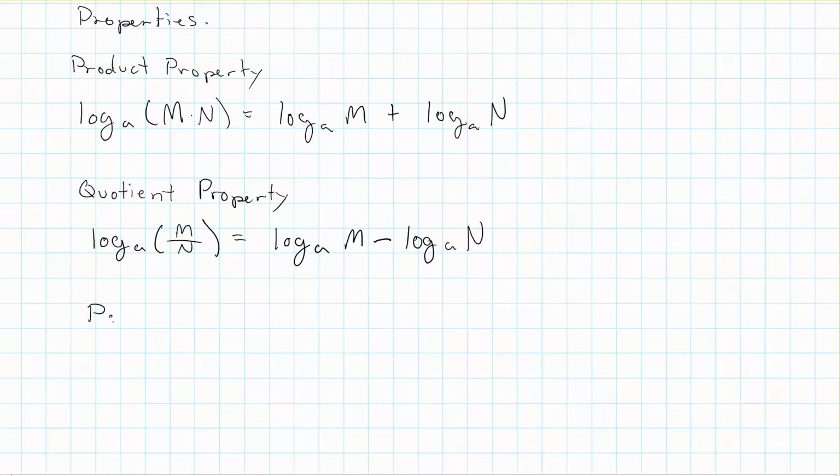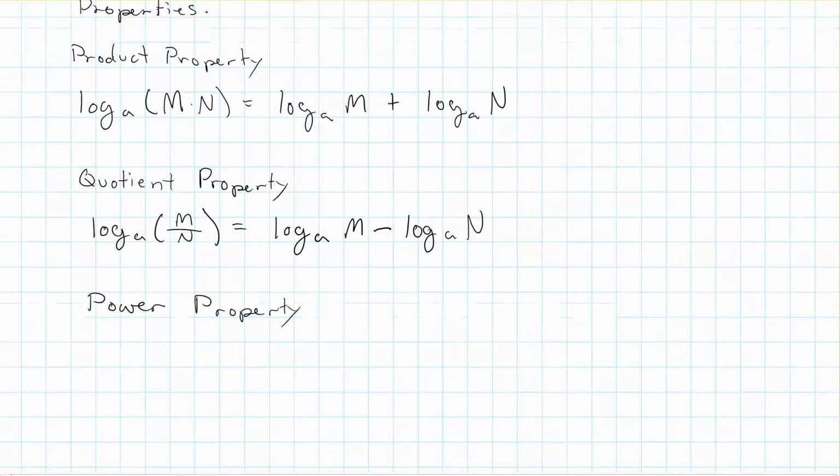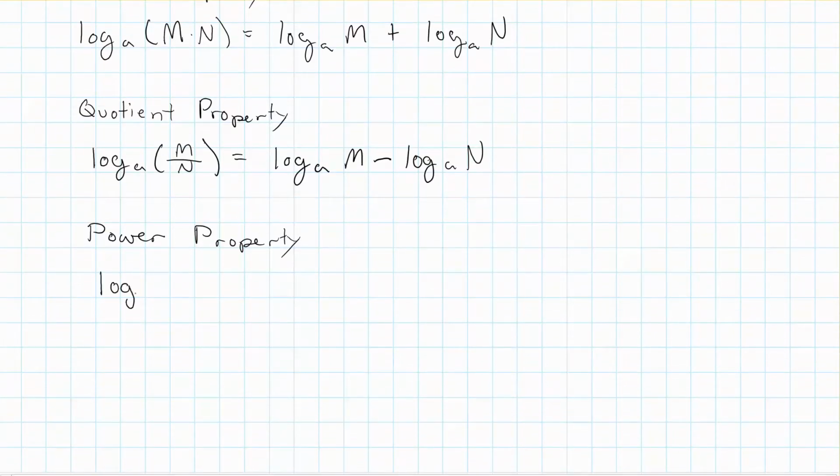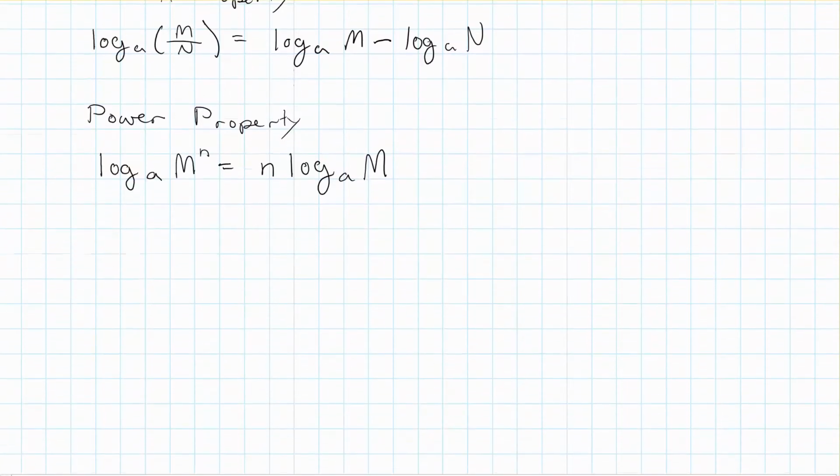And then we have one other very important property here, and this is called the power property. And the power property is where you have log base A of m to the little n power. This is equal to n times log base A of capital M. So these are our three very important log properties. And as I said, we're going to go ahead and prove some of these because these aren't just magic formulas. They actually can be proven.